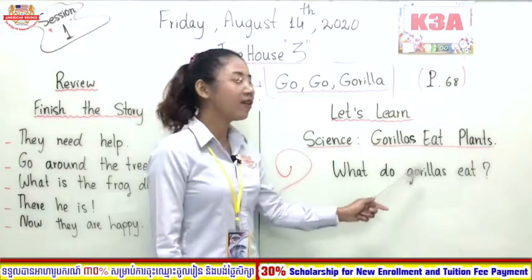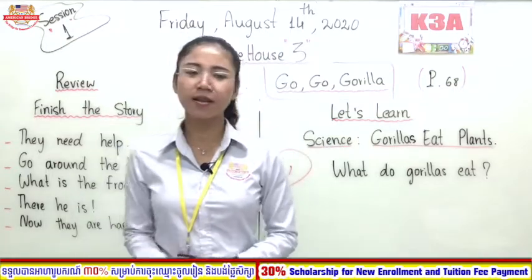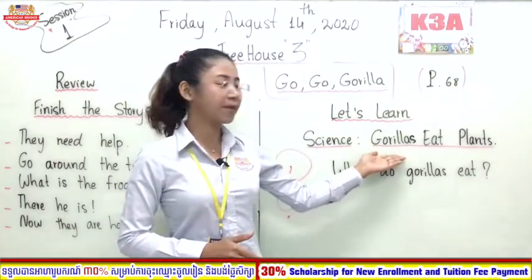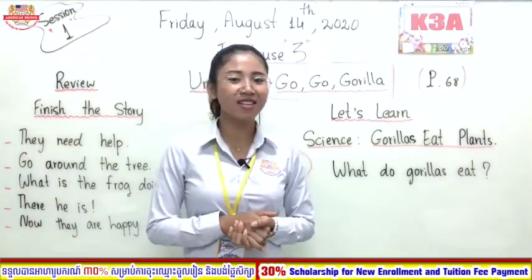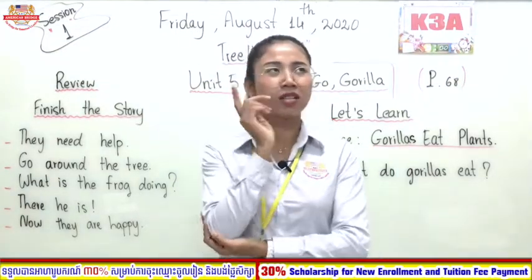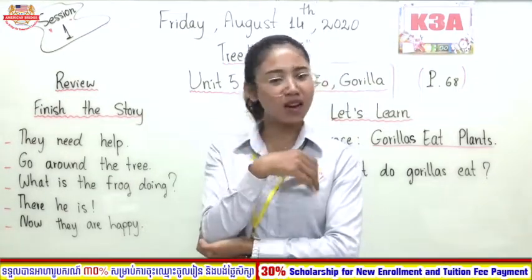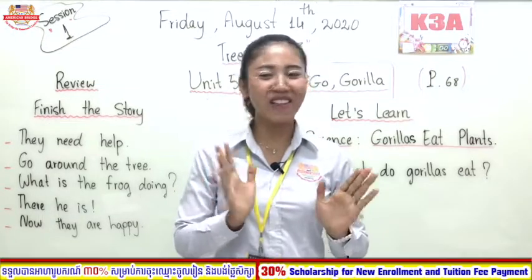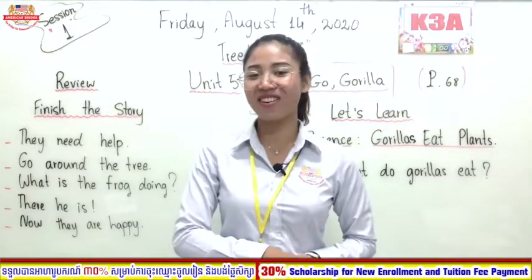Everyone, do you know what gorillas eat? The first thing they say is that gorillas eat plants, but what kind of plants do gorillas eat? Now you know, everyone, what gorillas eat. Gorillas eat frog. Is frog a plant or not? No, it's not, right? Frog is an animal, so gorillas don't eat frog. Okay, good. So we find only plants.